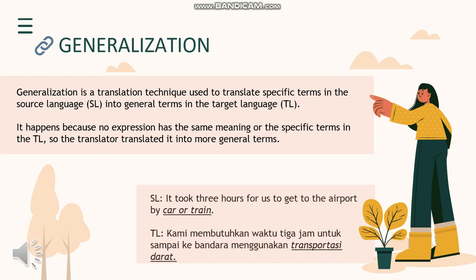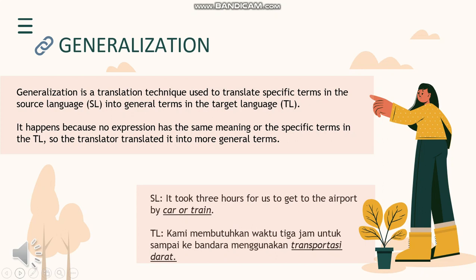Generalization. It is a translation technique that is used to translate specific terms in the search language into general terms in the target language. For example, in the search language, it took 3 hours for us to get to the airport by car or train. We know that in the search language, the translator gave the specific terms car and train as the names of the transportation. While in the target language, the translator changed the sentence into kami membutuhkan waktu 3 jam untuk sampai ke bandara menggunakan transportasi darat.